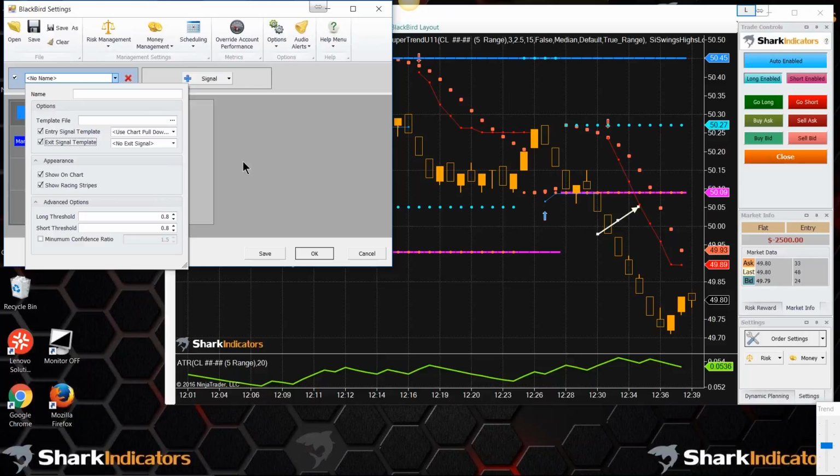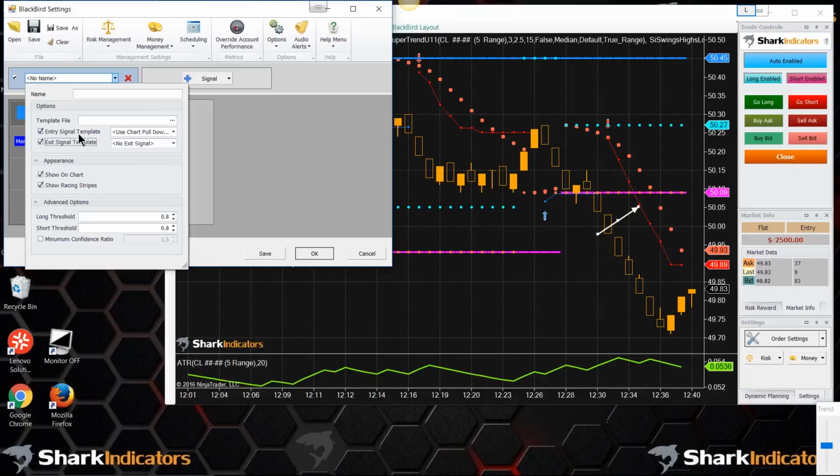Yep. So you would want BlackBird to be running on your 5-range chart, which would be faster than your 15-minute chart. All right, so the secondary question here from RJ is, does the exit signal need to come from the same 5-range chart? No, not necessarily, not if you're using Bloodhound.